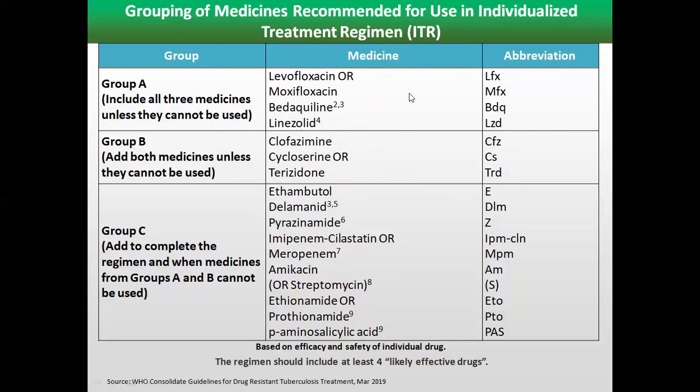Like for example, meron siyang resistance to fluoroquinolone, so definitely tanggal na kaagad ang ating levofloxacin and moxifloxacin. So meron na lang tayong dalawa. We have bedaquiline and linezolid. So now, kailangan pa natin ng dalawa because sabi nga, di ba, 4 likely effective drugs. So now we choose sa Group B and then sa Group C if needed. Basta makompleto natin yung 4 to 5 likely drugs.